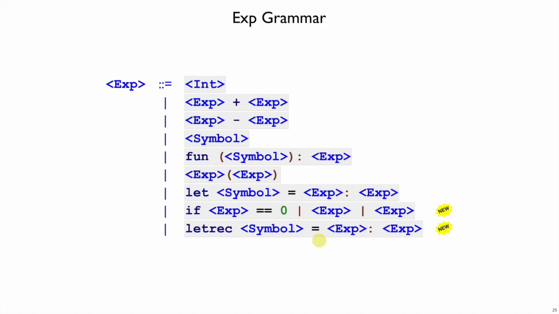Putting this all together, we're going to add a new Letrec core form, not just handled in the parser. I'm also going to add if zero, because it's useful to write interesting examples, ones that don't just loop forever, to have a conditional in our language.